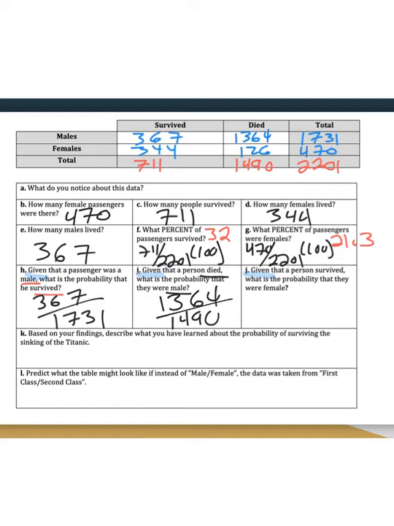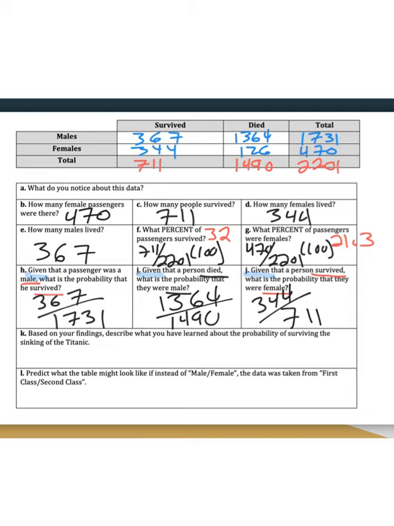For our final given question, we have given that the person survived, what was the probability that they were female? Okay, so again, we're looking at a category of those who survived, which means I'm only considering these 711 people. And of these 711 people that survived, how many of them were actually female? We can see that there were 344 female that survived. So that's going to be my numerator.